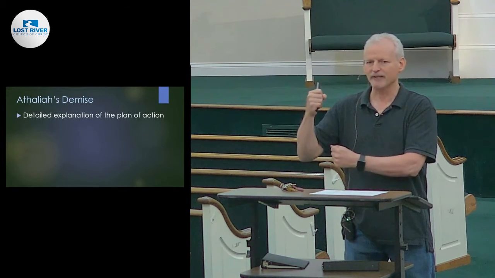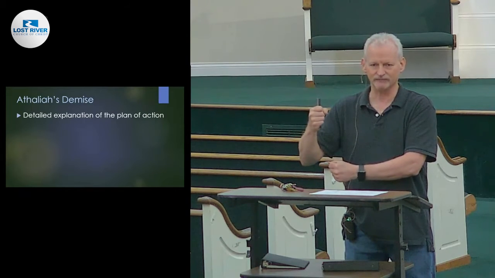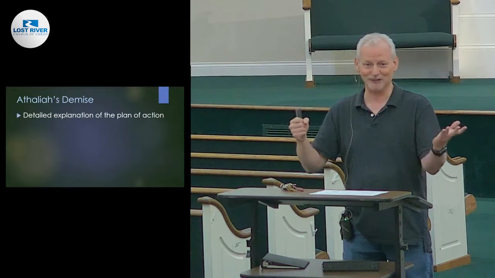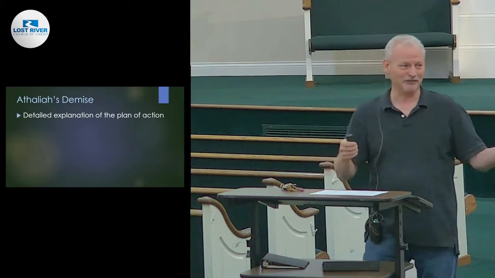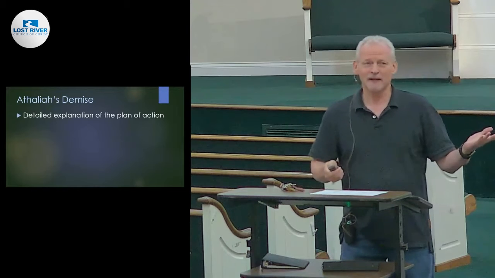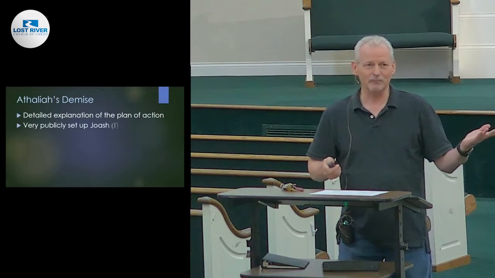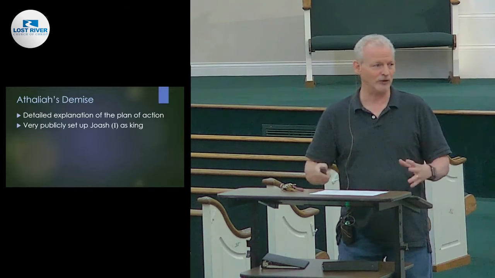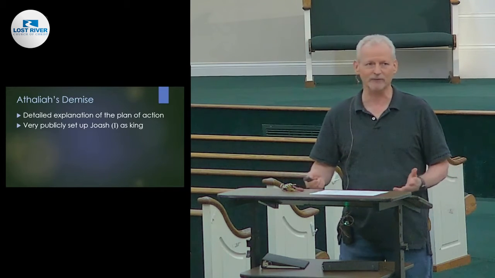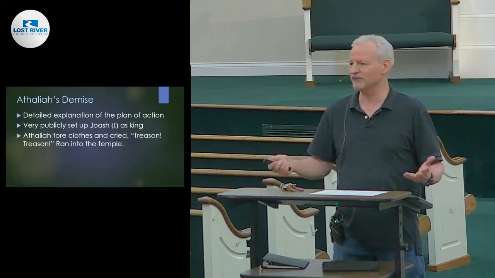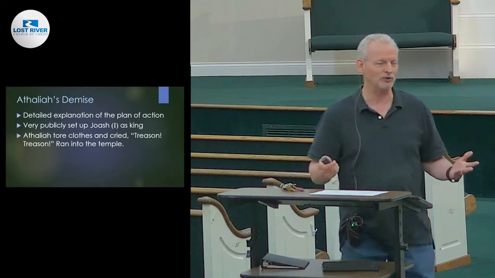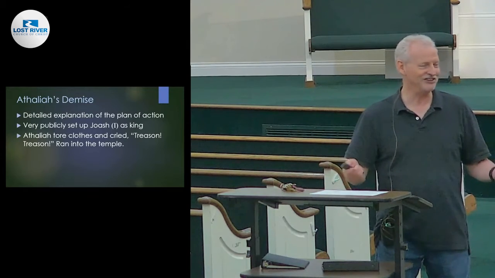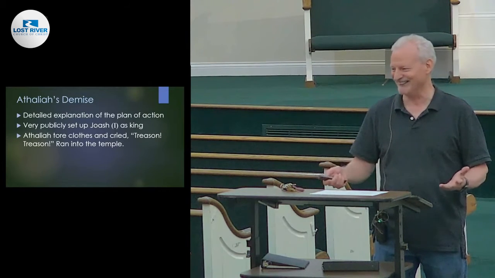Okay, so they're making it very clear that this is the son of David that's on the throne, as opposed to Athaliah, who's the daughter of this pagan queen of the north. So then they bring out the king. They very publicly set up Joash as king with all these important people around him. Athaliah hears about this. She hears the commotion. She comes down and she sees him being crowned, and she, of all people, yells treason.